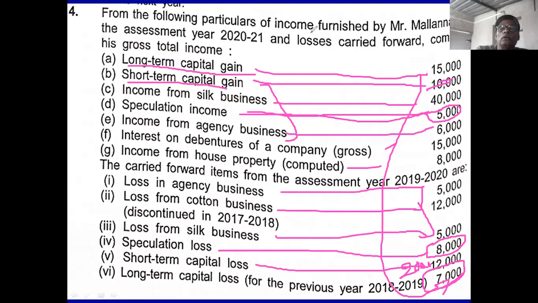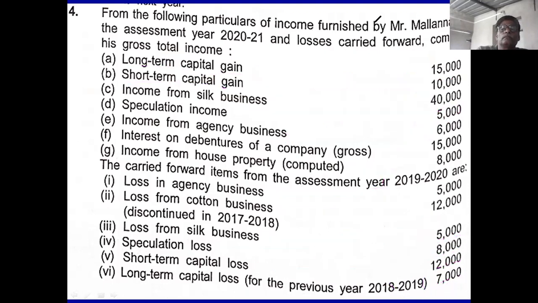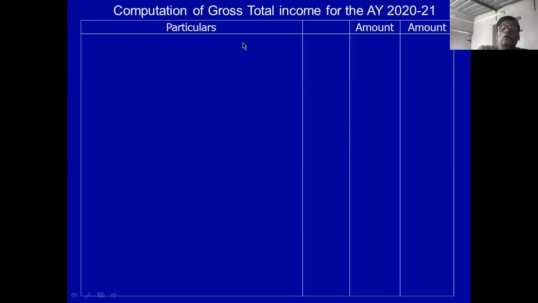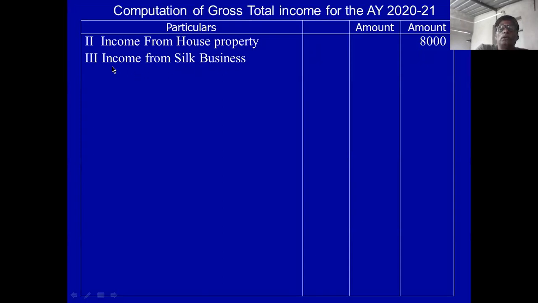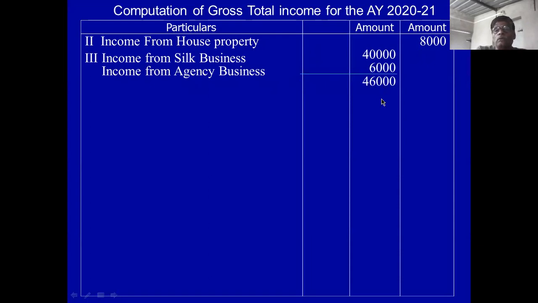You see the solution. Income from house property computed, 8,000 is there. You take the third head, income from business. Under that, silk business is 40,000. Okay, agency business 6,000. This total is 46,000. 46,000 is regular business.